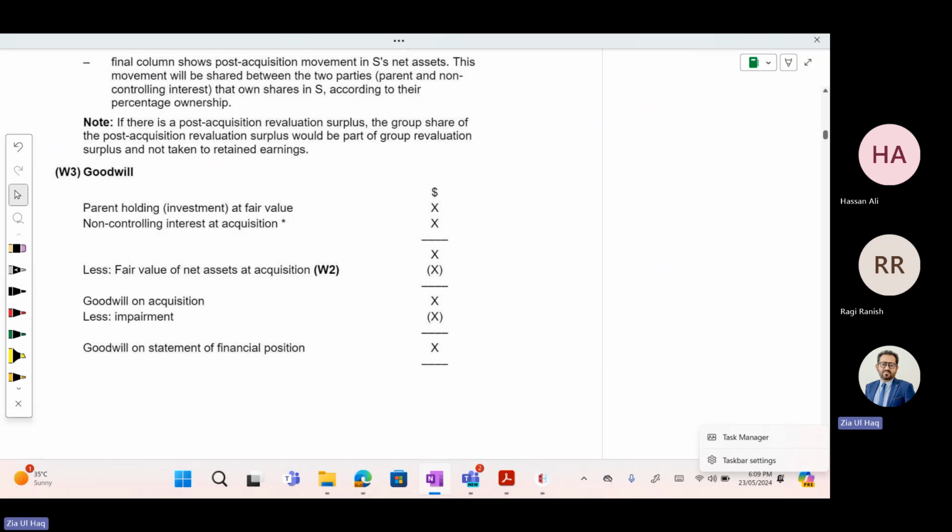How can we calculate goodwill? Holding company investment at fair value, meaning fair value of consideration paid, add non-controlling interest at the time of acquisition. From this, we need to deduct fair value of net assets acquired. And we need to deduct impairment, so we can calculate the goodwill amount that should be capitalized instead of investment.